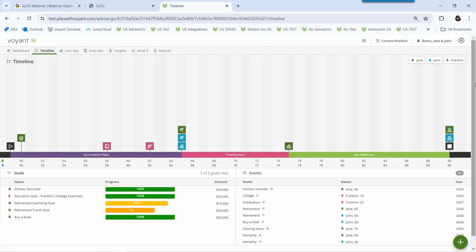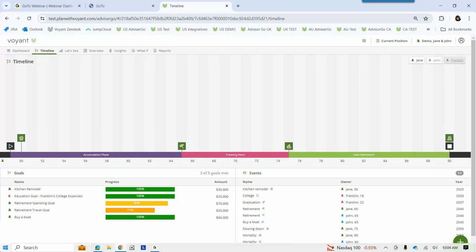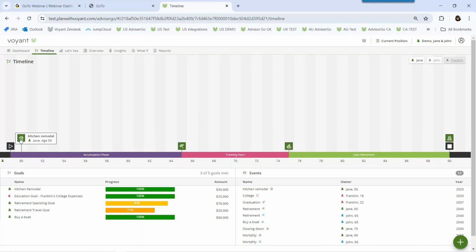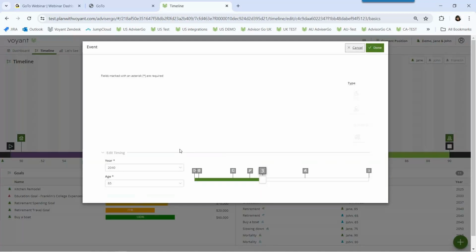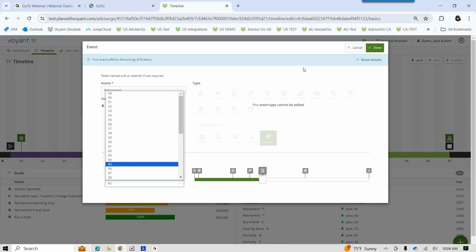For example, you can deselect any of the people in the plan. Say you want to have an initial conversation about Jane, what we're planning for her. She wants to do a kitchen remodel at age 50. We have her currently retiring at 65, and then slowing down on their travel and spending expenses around age 75. Are there any other major life goals that she wants to plan for? Does she want to move her different events to different times in the plan?